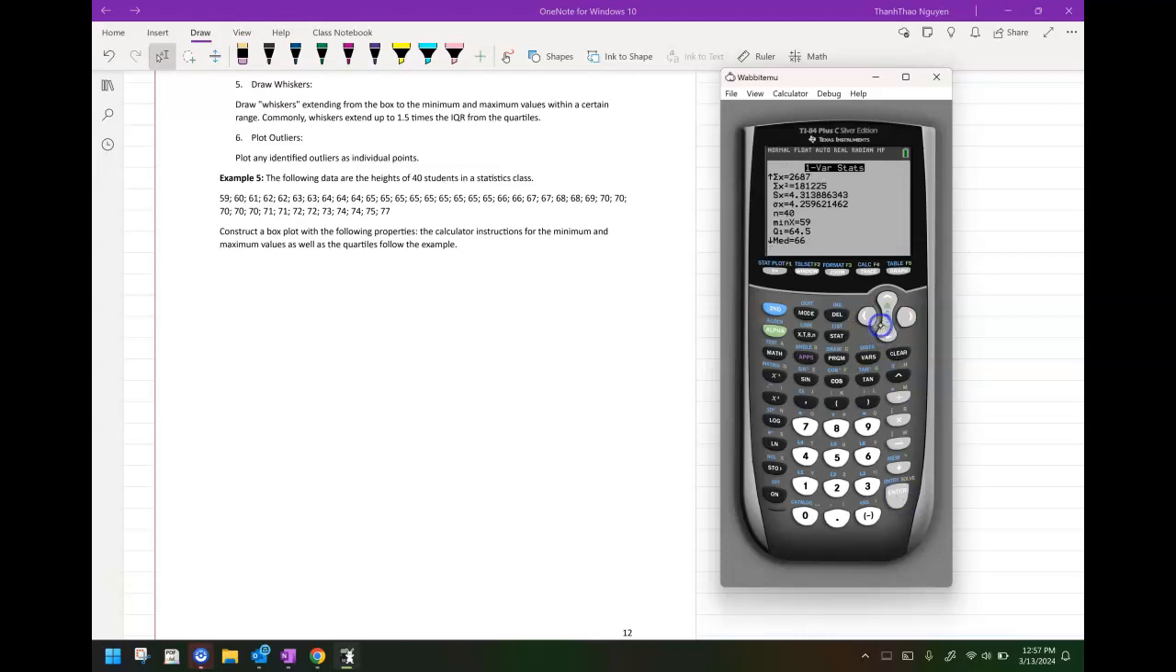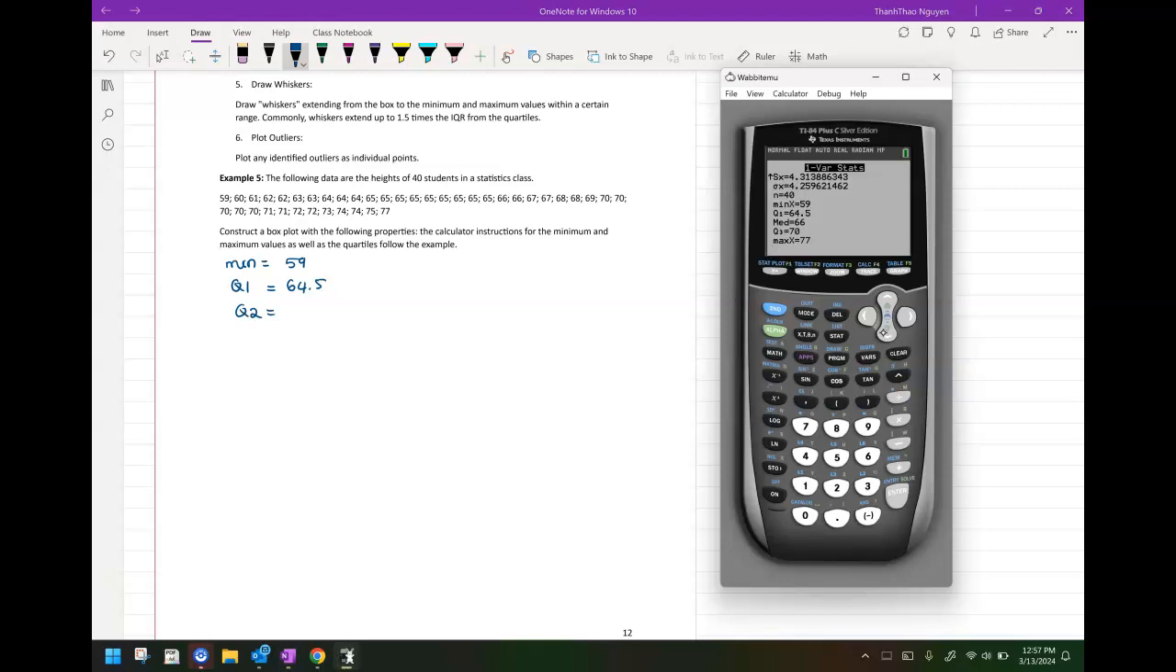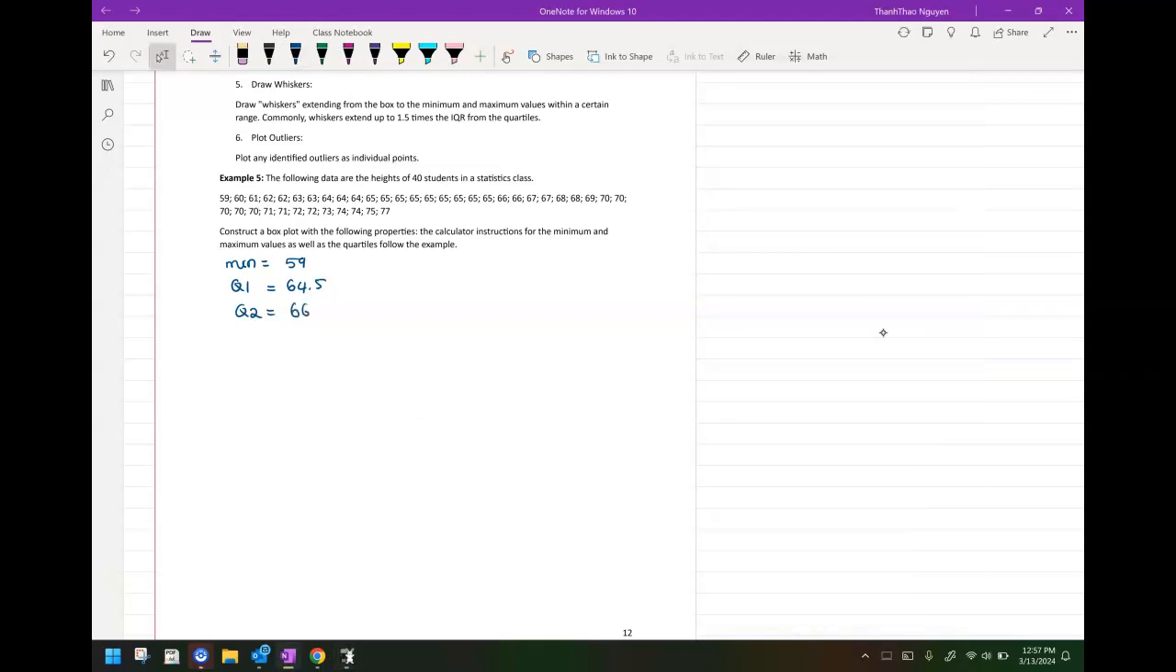So here we have the minimum 59, quartile 1 64.5. So the minimum is equal to 59. Quartile 1, that was 64.5. Quartile 2 is 66. Quartile 3, 70. Max equals 77. Now we will calculate our interquartile range.